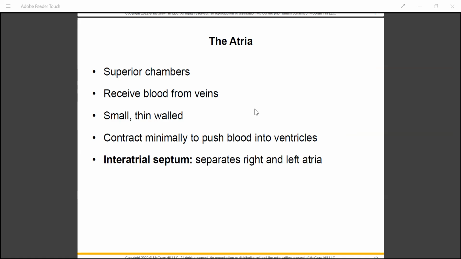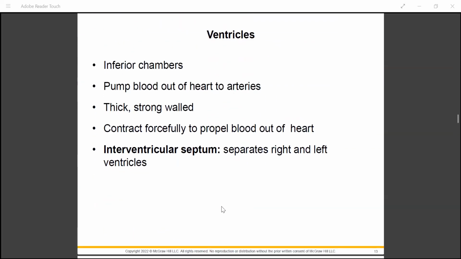They're separated by the interatrial septum. And so it sounds exactly what it does, interatrial, between the atria. And so that's just going to be a wall that separates our right and left, which will help us separate the deoxygenated from oxygenated blood that we'll talk about.